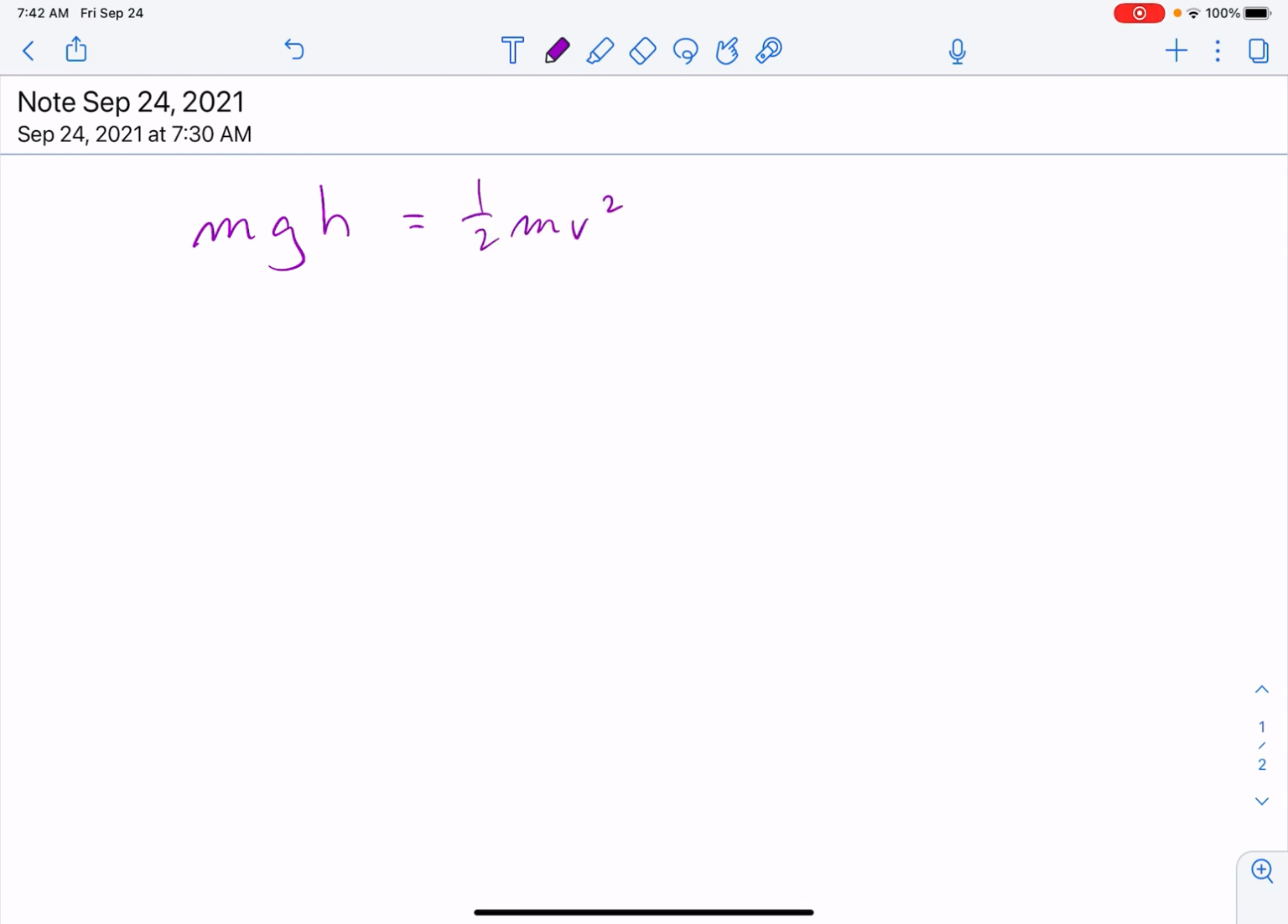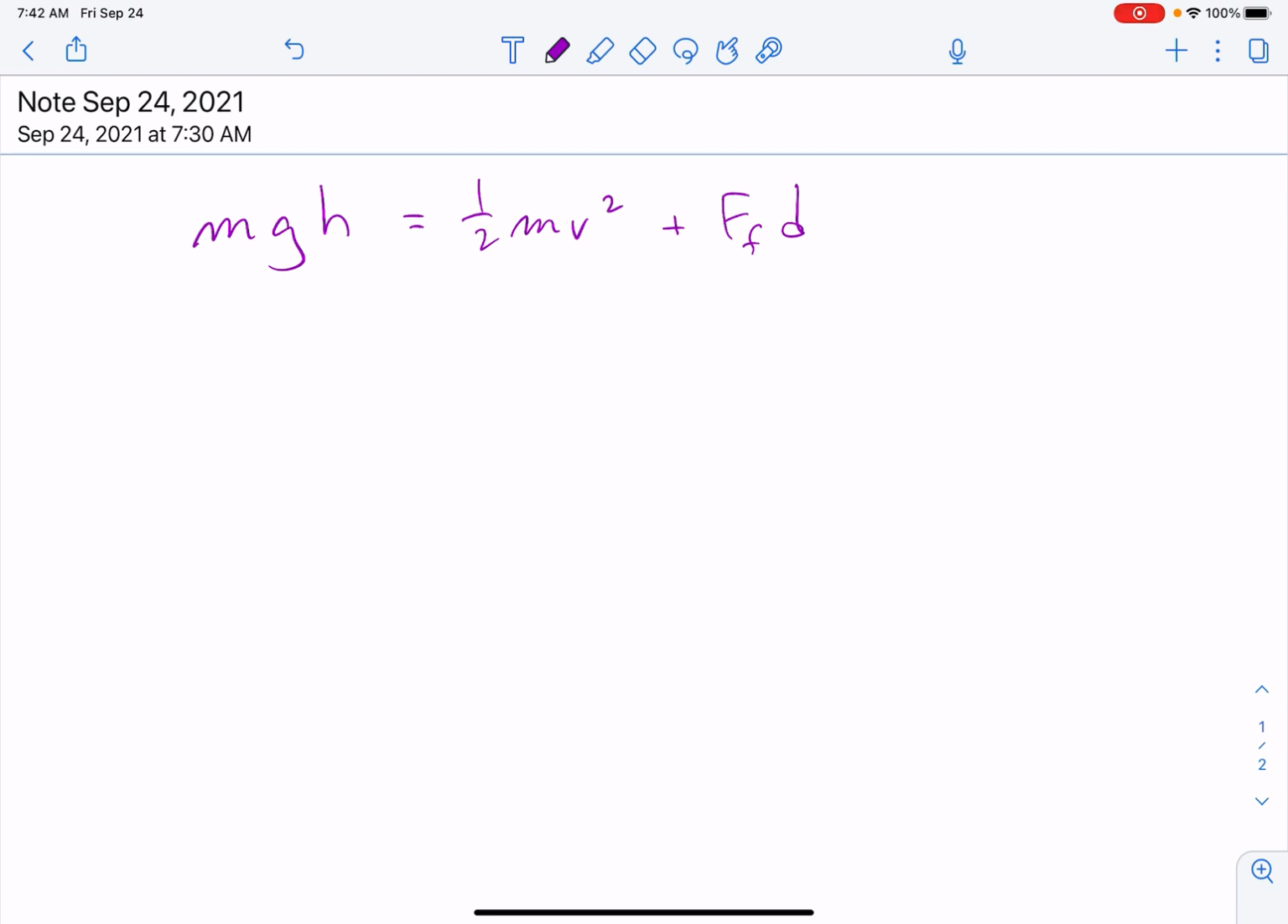You're probably noticing a pattern here. If there was friction on the slope, we would have to add the force of friction times the distance down the slope, which would be the hypotenuse of the triangle. You'd have the height there, and you'd have to use sine in order to find the hypotenuse.